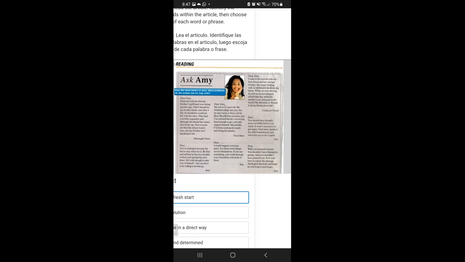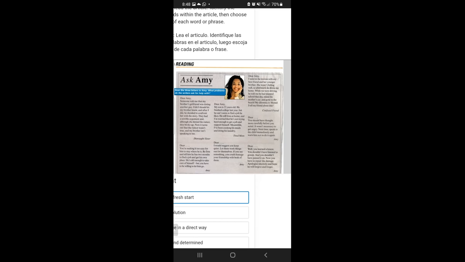Be fair and tell him he has two months to find a job and get his own place. He's old enough to take care of himself, but you have to be willing to let him go. Next. Dear Amy, my son is 23 years old. He finished college last year, but he can't seem to find a job he likes. He still lives at home, and I'm worried that he's not trying hard enough to get a job and support himself. Meanwhile, I've been cooking his meals and doing his laundry.